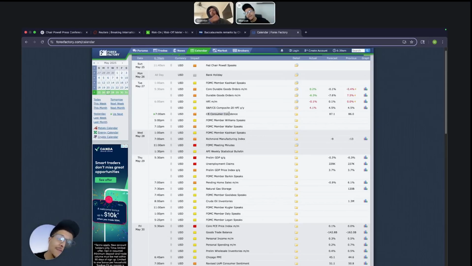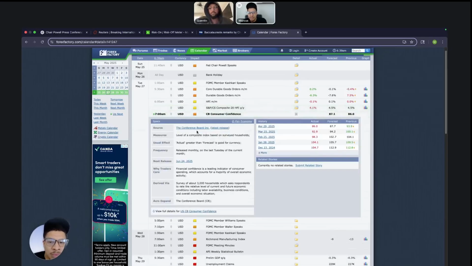So consumer confidence, that's at 7. That is an important folder. You see, it's an orange folder, but that is an important folder. And so, how do you read this folder? It's for financial confidence, a leading indicator of consumer spending, which accounts for a majority of overall economic activity.